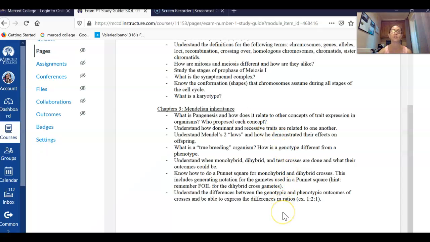And then in chapter 3, we start basic Mendelian inheritance. Really understanding Mendelian inheritance is essential because the next few chapters that we're going to be covering are the extensions and exceptions to Mendel's rules.